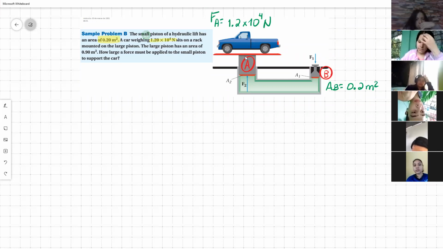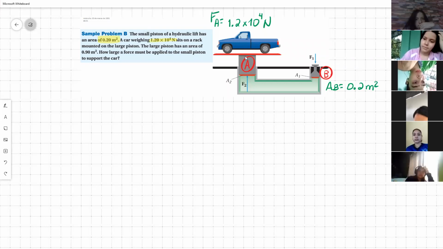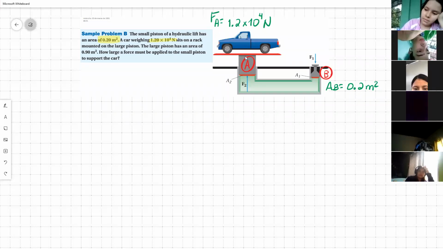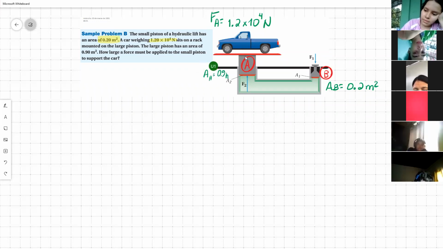Now, the large piston has an area of 0.9 square meters. So where am I going to put that information of the area, in A or in B? A. So the area in A is going to be 0.9 square meters. And then it says, confirmation, I already put it there.